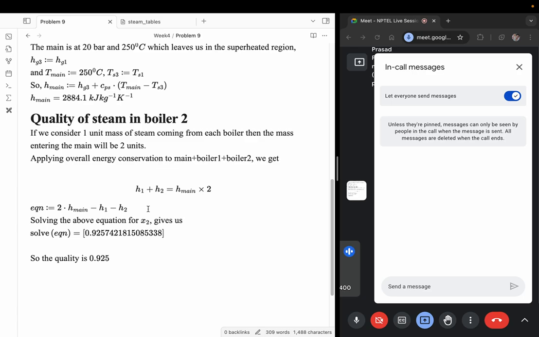So the equation that I am going to solve is 2 H main minus H1 minus H2, and this needs to be 0. If I solve that equation, I get the value of X to be around 0.9. So this is the vapor fraction of the liquid-vapor phase inside the boiler tube. So this is a straightforward question. Are there any doubts in this?